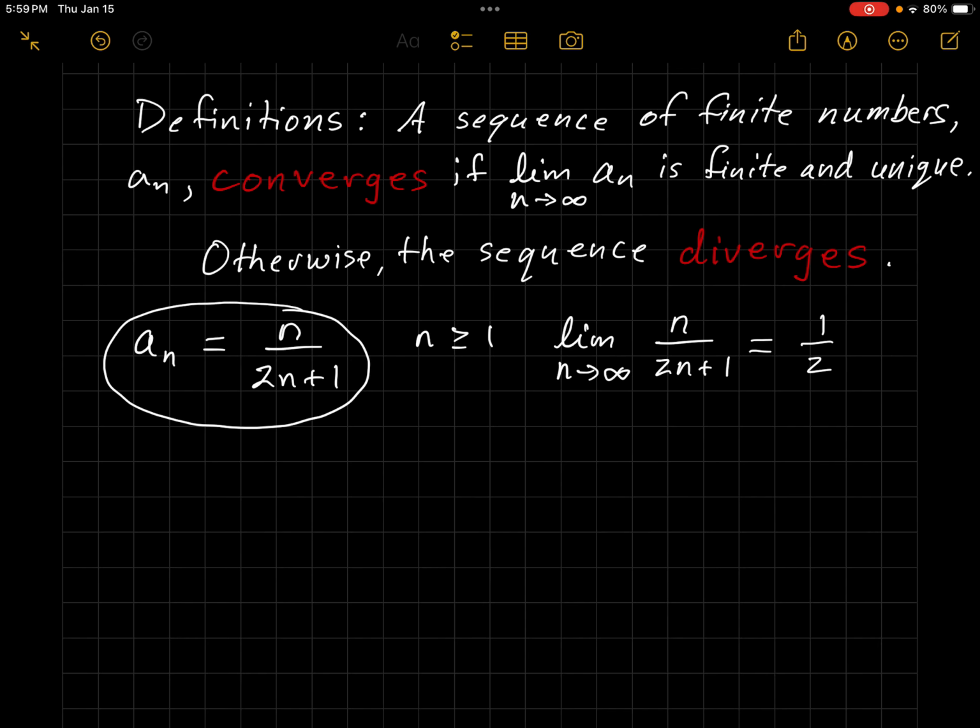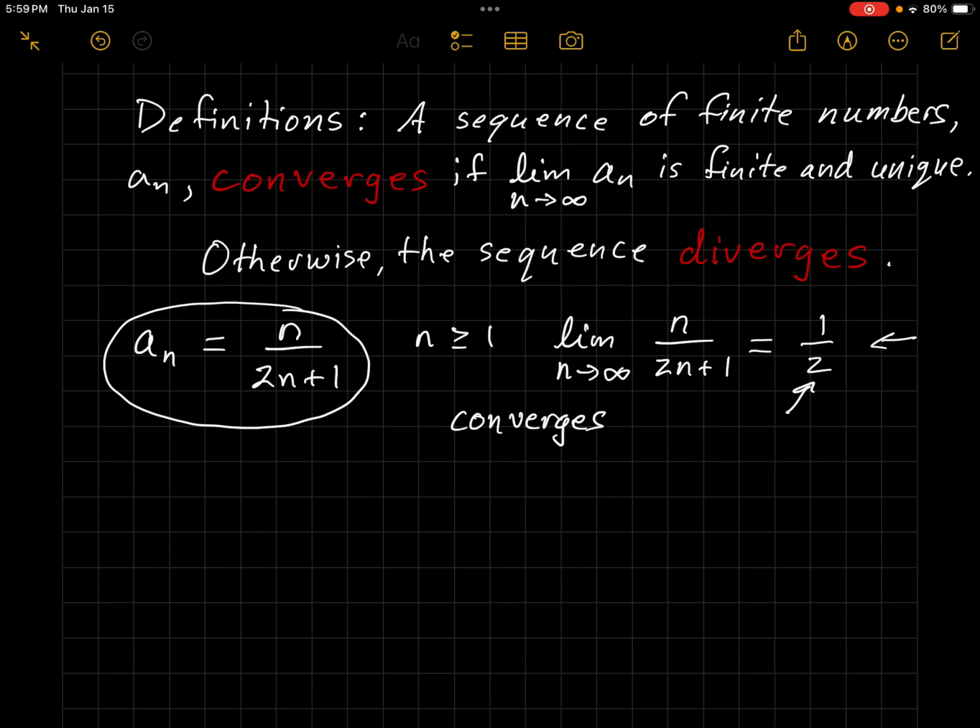There are many ways to do this one. You could do L'Hopital's rule if you want to do a formal way, but usually we can look at limits like this and just get the answer equals 1/2. Which means that our sequence converges because the limit is certainly finite and it's unique.